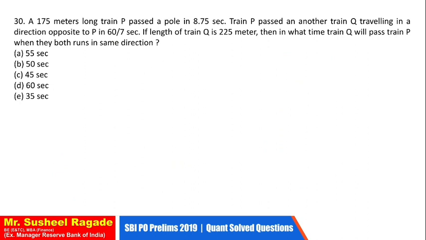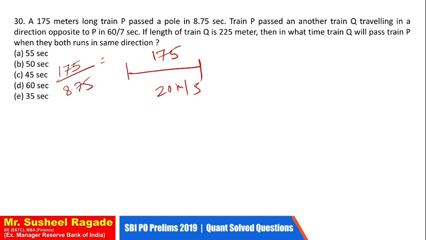So this is our last question. So what is given in that? A 175 meters long train P passed a pole in 8.75 seconds. So the speed is distance upon time. What is the distance? 175 is the distance, and divided by the time we will get the speed. It is exactly double, so the speed is 20 meter per second.